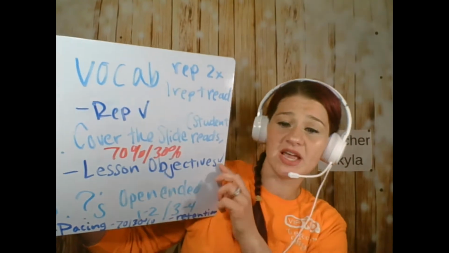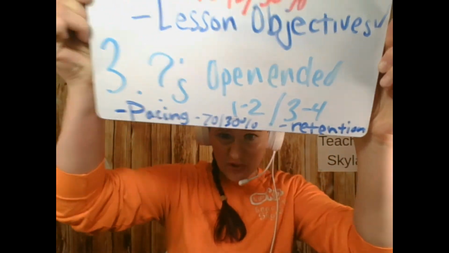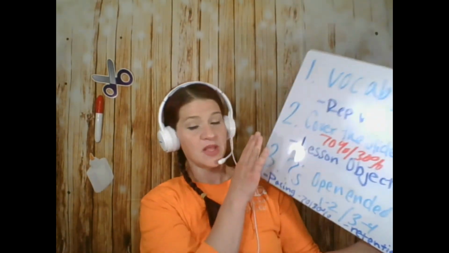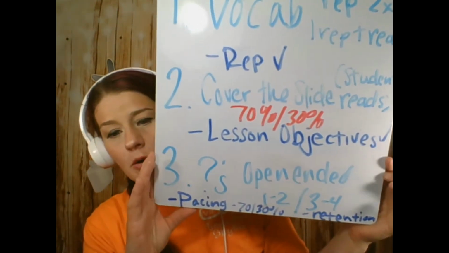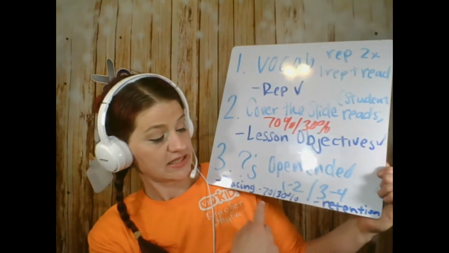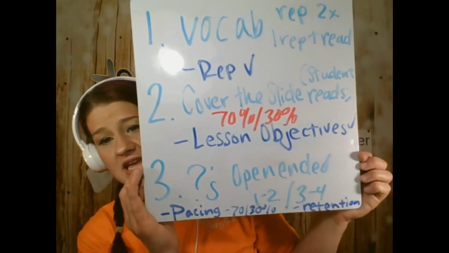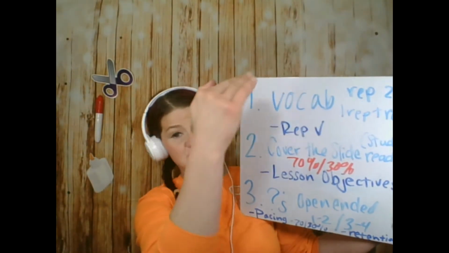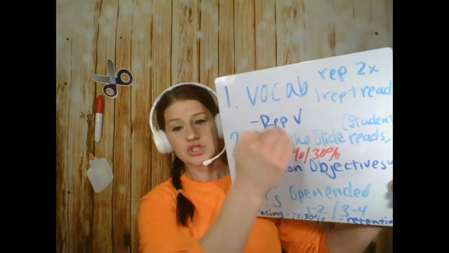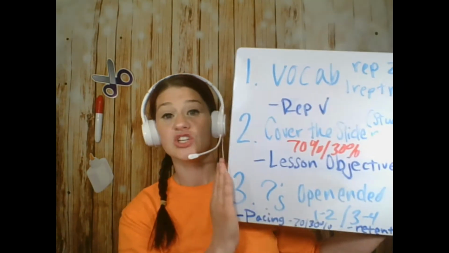Now, step 3, this is probably the best tip I can give you, is implementing step 3. So it says questions and I wrote open-ended. Then I wrote 1 to 2, 3 to 4, and I wrote pacing, 70-30, retention. So what that means is if you approach the slide going 1, 2, 3, 1, 2, 3, or if there's no vocab in red, 2, 3, 2, 3, this is what's happening.